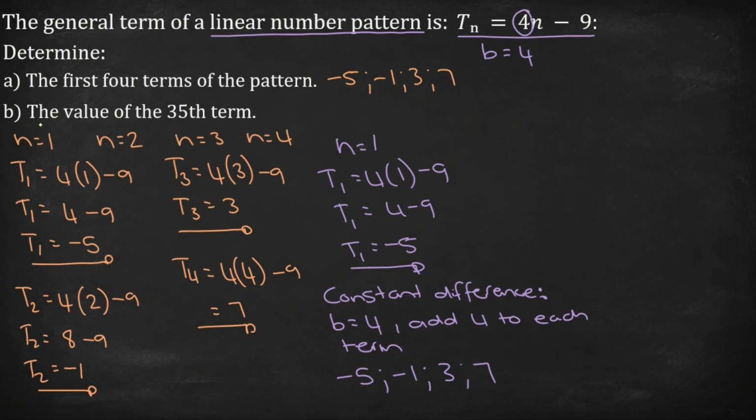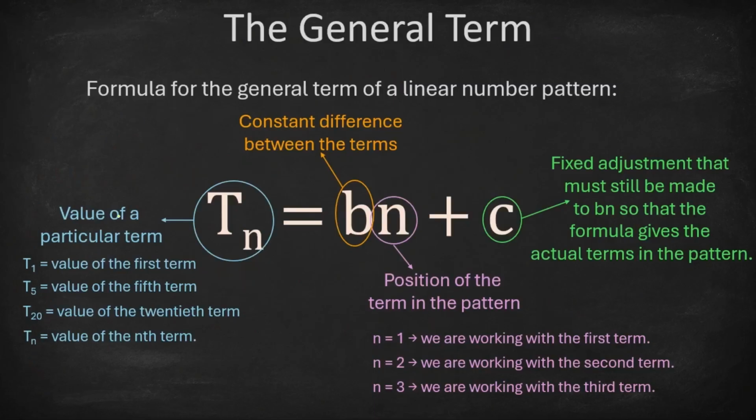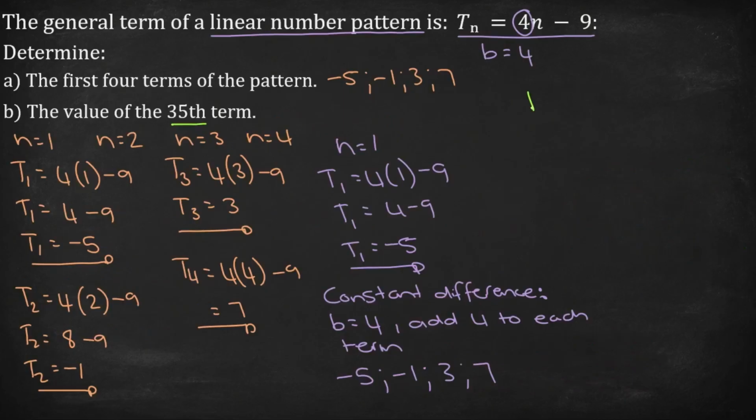So for part B, we have to determine the value of the 35th term. So 35 is the position of the term in the pattern. So it's going to be n equals 35. So I'm going to write B and then n equals 35.